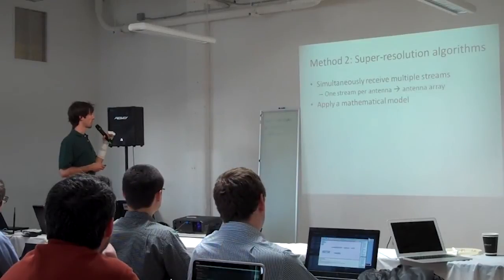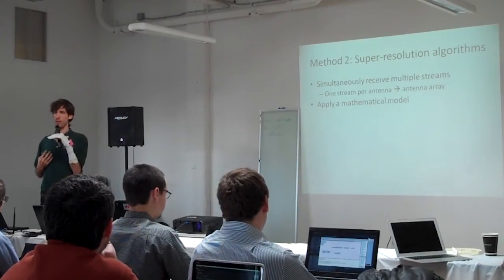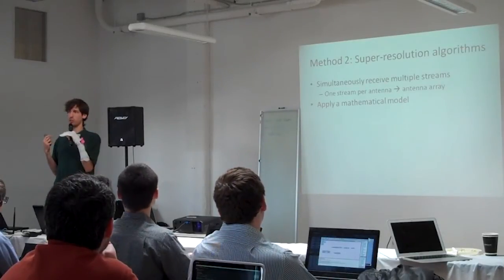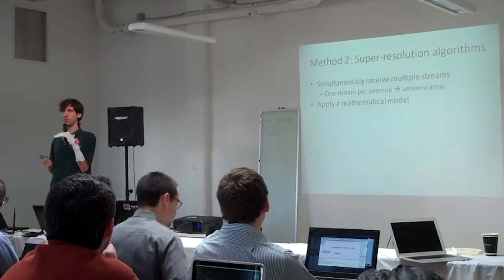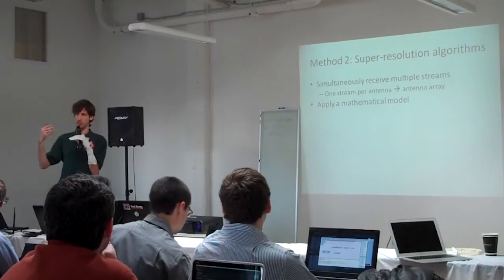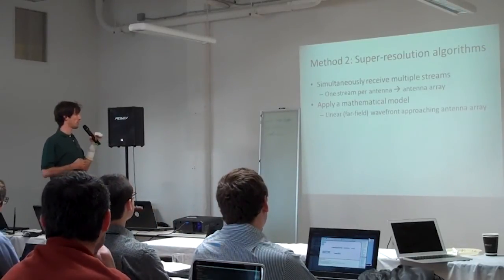But you have one stream per antenna, and then you apply some sort of mathematical model to the samples that you're receiving. Of course, there are certain assumptions that need to be made, in particular that you're using a coherent setup, so all of the samples are time aligned coming in at the same time. So that's in terms of the receiver.